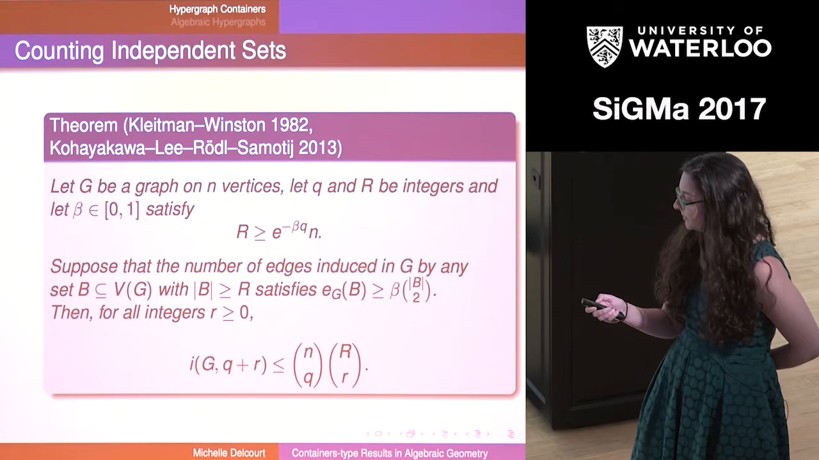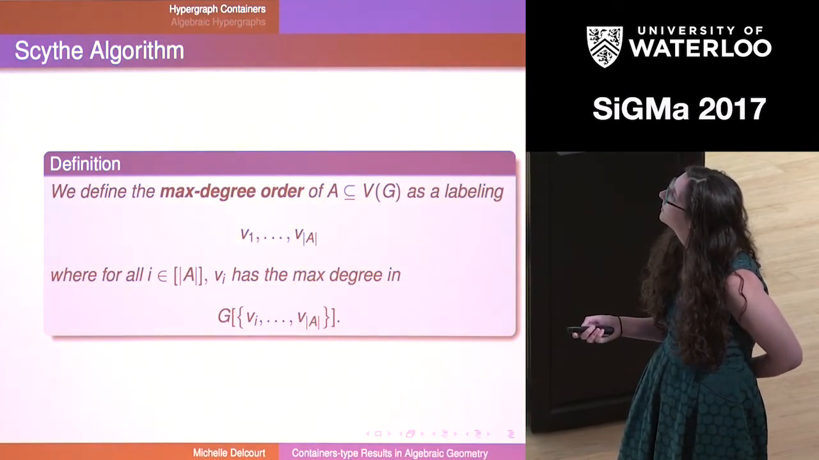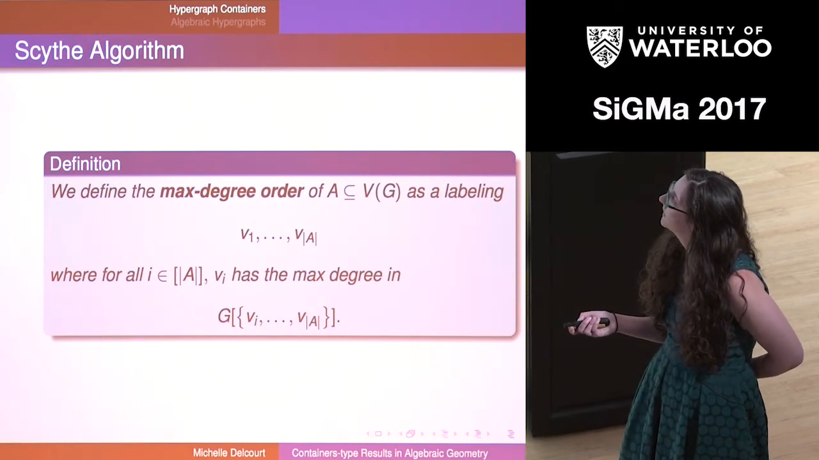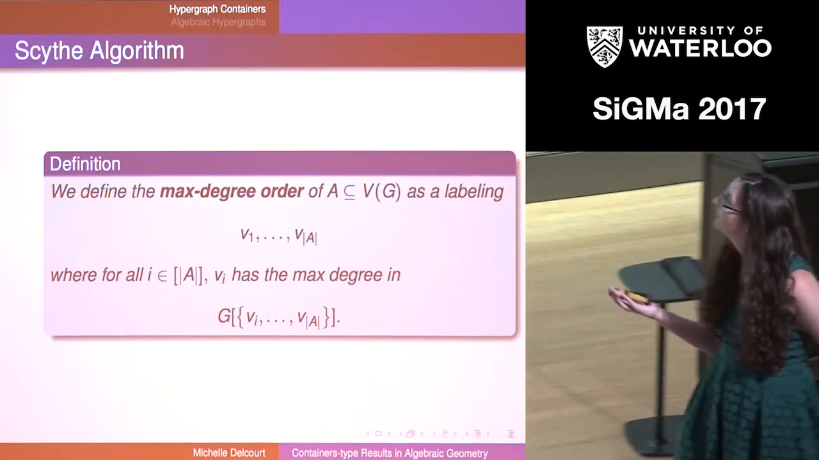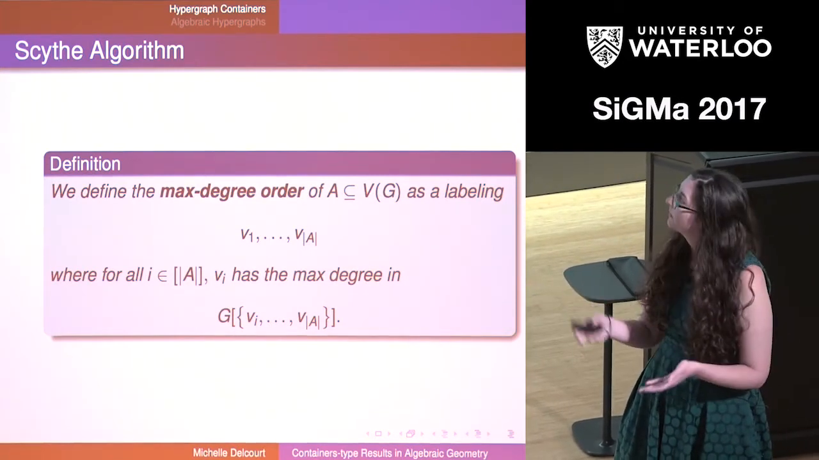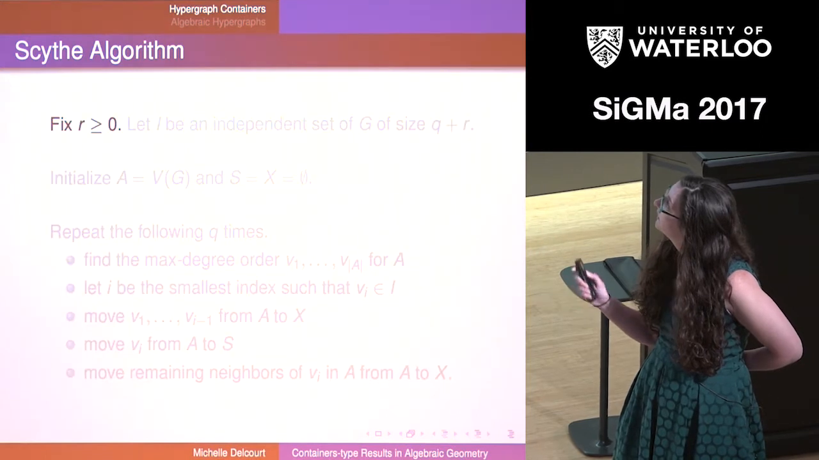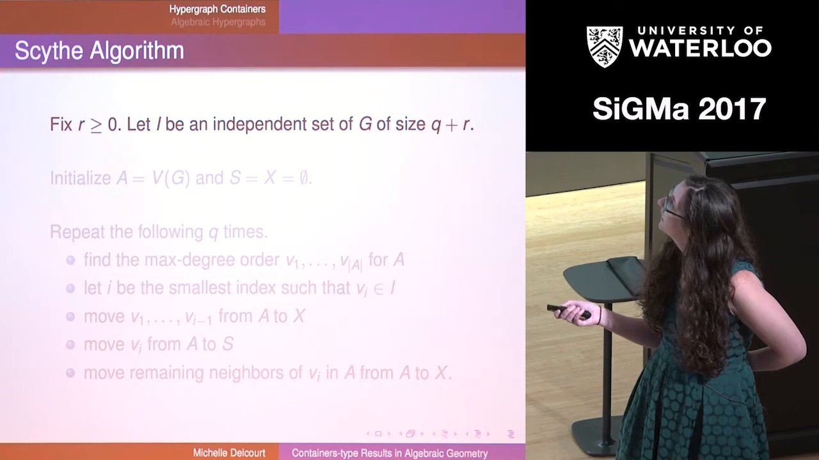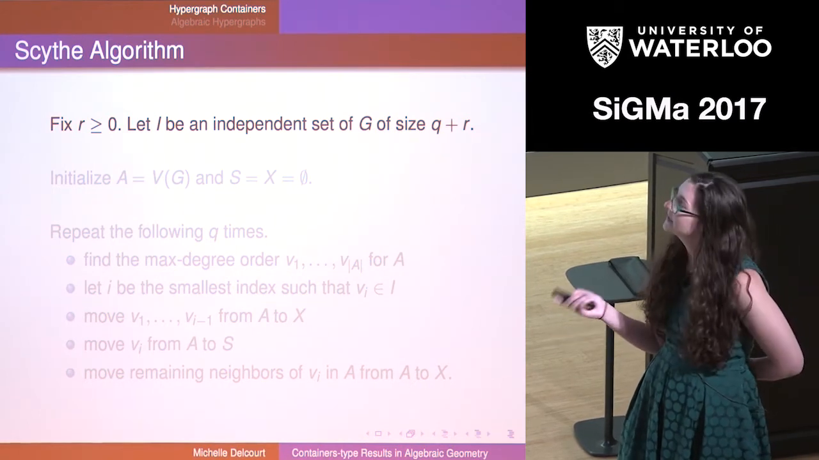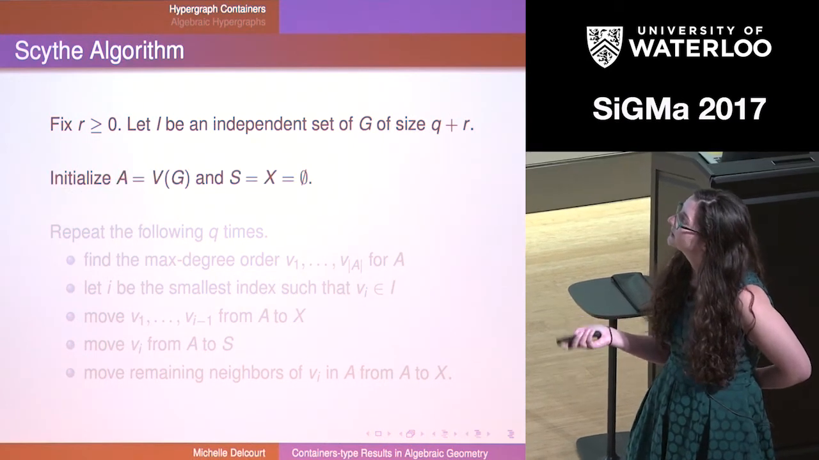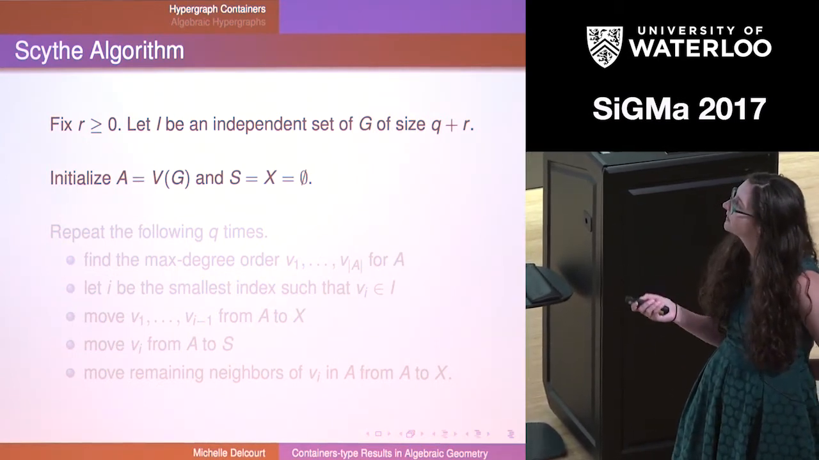So let's run through this and maybe talk a little bit about where the name containers comes from. We need a definition before we get to the algorithm. If we have a subset A of the vertex set, we can look at the subgraph of G induced by A and find the largest degree vertex. Then we throw it out and repeat that procedure on the induced subgraph. So we get some sort of ordering. Now let's fix R and fix an independent set of size q plus r. We go through a process where we're partitioning the vertex set into a set A, which is available, a set S that's selected, and a set X, which is excluded.